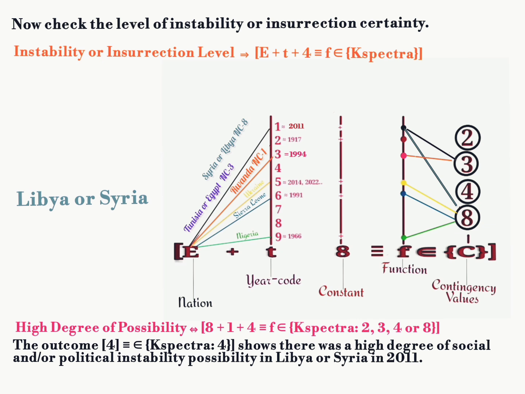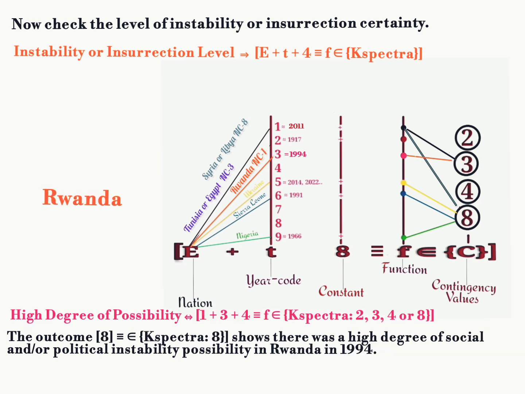The outcome, 4, is defined as element of K spectra. 4 shows there was a high degree of social and or political instability possibility in Libya or Syria in 2011. Rwanda. High degree of possibility if and only if 1 plus 3 plus 4 is defined as F element of K spectra, 2, 3, 4, or 8.